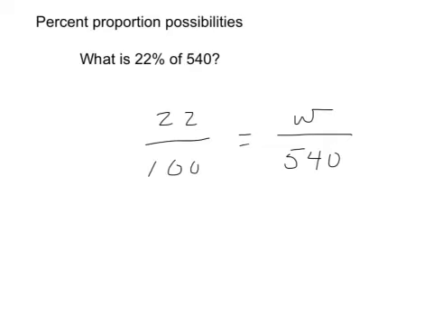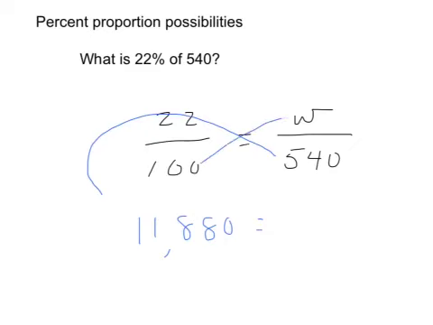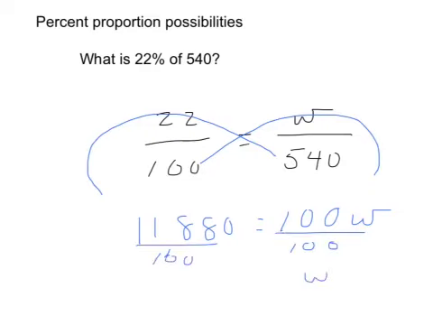We now have a proportion set up with one variable, and we can solve this by cross multiplication. On a calculator, over to my side where you can't see it, I've done 22 times 540 is 11,880. I don't think I need a calculator to do 100 times W. And now divide both sides by 100. And my answer is W equals 118.8. End of problem.